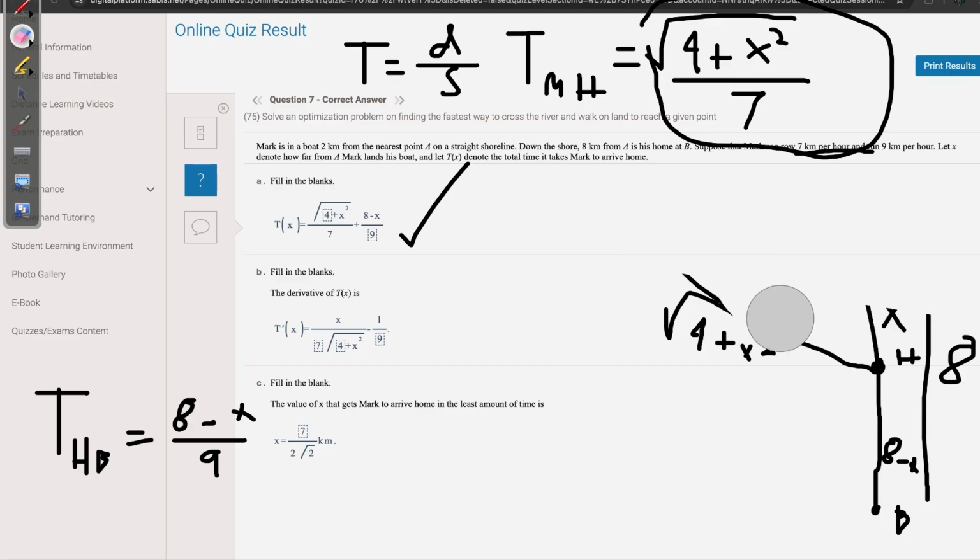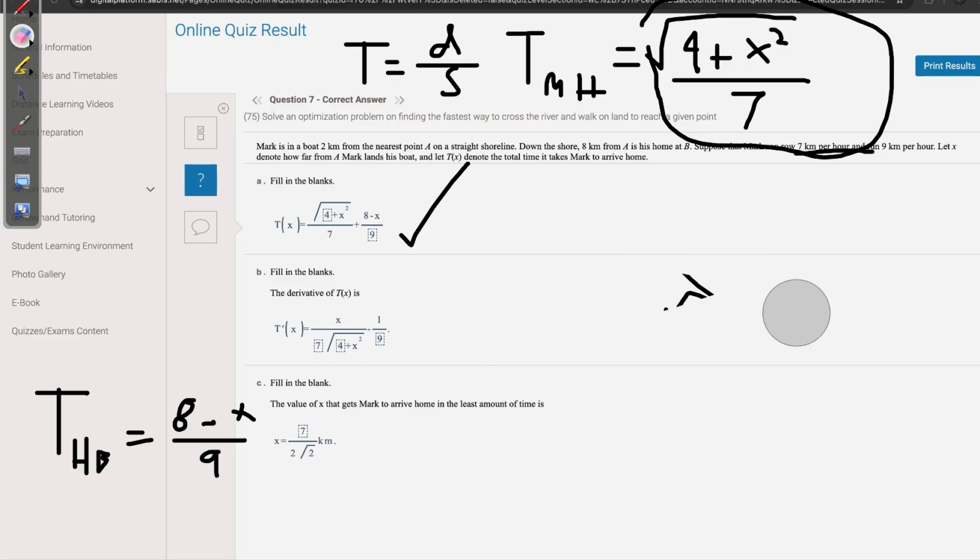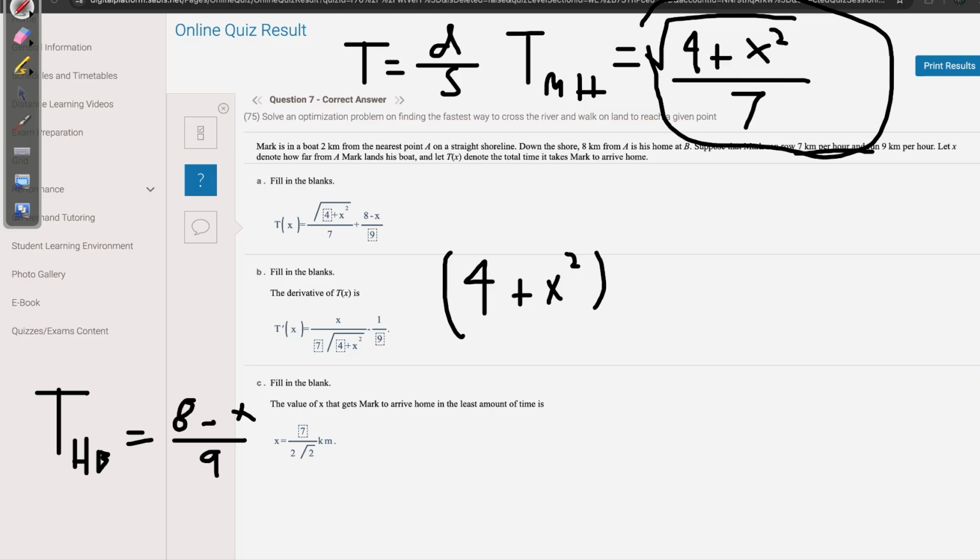Now let's remove this so we can have space. And let's continue. Now they want the derivative. Look, first let's start with the one at the top. We can say it's 4 plus x squared, all of that to the half. This all times 1 over 7, because the denominator is 7, so we multiply it by 1 over 7.